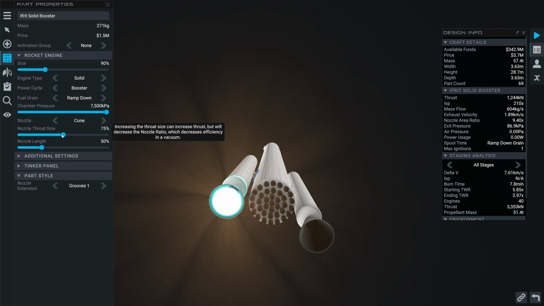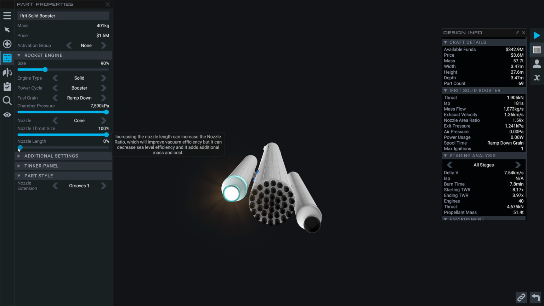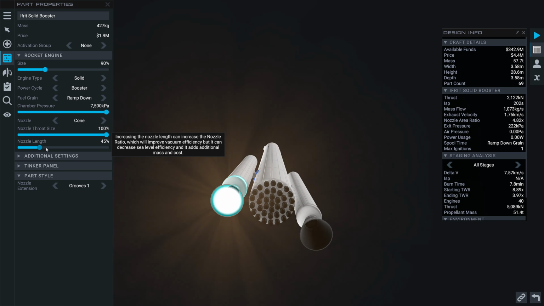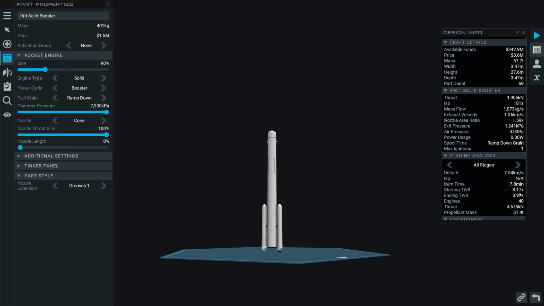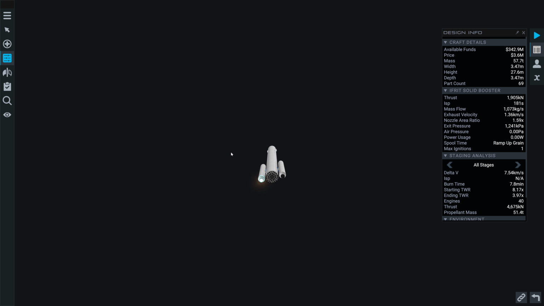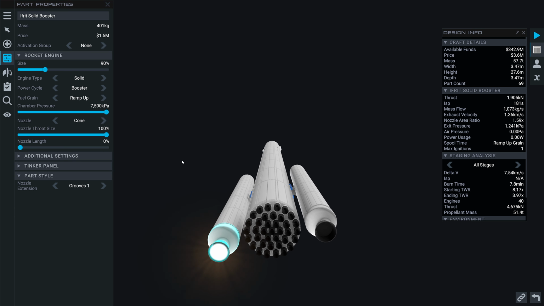Okay, so we want this to have relatively short nozzle length, most likely, because I want this to have very high thrust to weight at the beginning. And actually, this is incredibly high thrust to weight at the beginning. We should probably have this be ramp up thrust to weight. Something kind of like that.